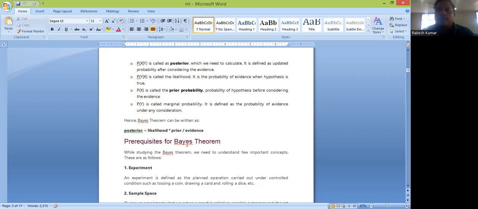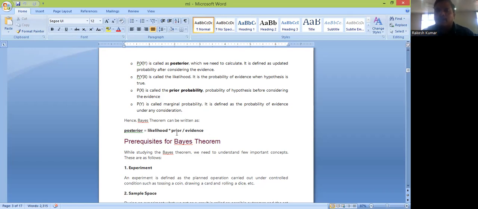If we take another example, P of A by B is the posterior here. What is the likelihood? P of B by A is the likelihood, into P of A by P of B. P of B is nothing but the evidence.